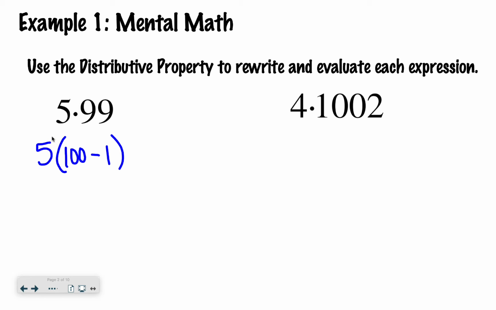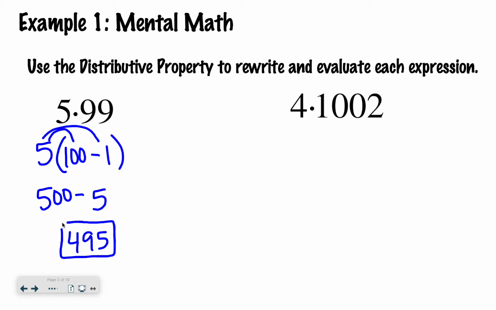The reason that makes it a little easier is because now it's really easy to say, what's 5 times 100? You're probably able to answer that pretty quickly and say 500. Then I say minus, and then 5 times 1, you probably can rattle that off pretty quickly too, and say 5. Then if you do 500 minus 5, you probably know that that's 495, and that's your final answer. Okay? So if you rewrite a number like this, it can go faster for doing some mental math.